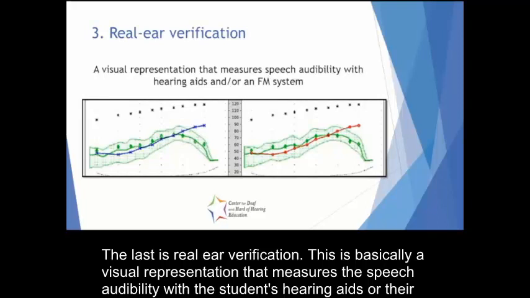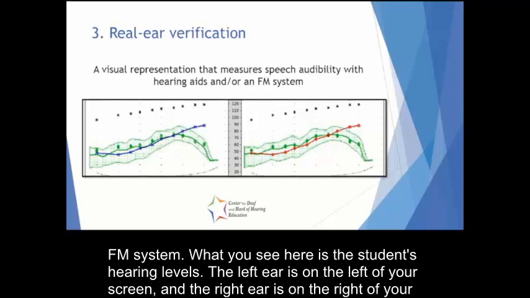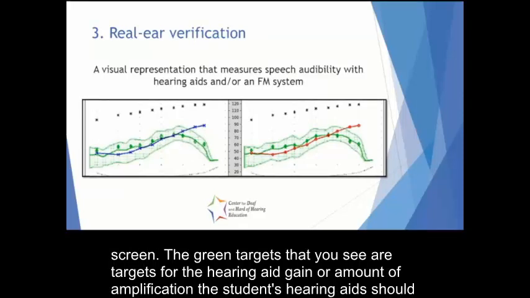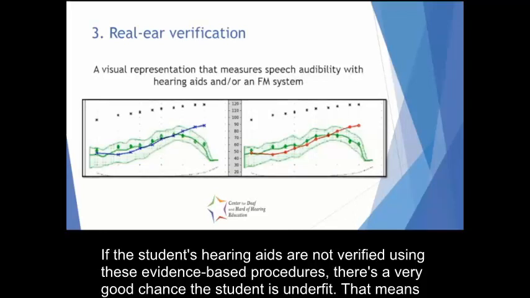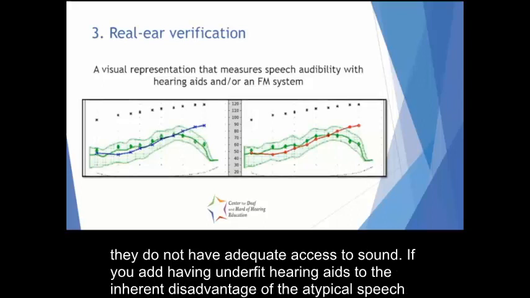This is basically a visual representation that measures the speech audibility with the student's hearing aids or their FM system. What you see here is the student's hearing levels. The left ear is on the left of your screen, and the right ear is on the right of your screen. The green targets that you see are targets for the hearing aid gain, or amount of amplification the student's hearing aids should be reaching in order for them to have optimal access to speech sounds across all of those frequencies. If the student's hearing aids are not verified using these evidence-based procedures, there's a very good chance the student is underfit. That means they do not have adequate access to sound.